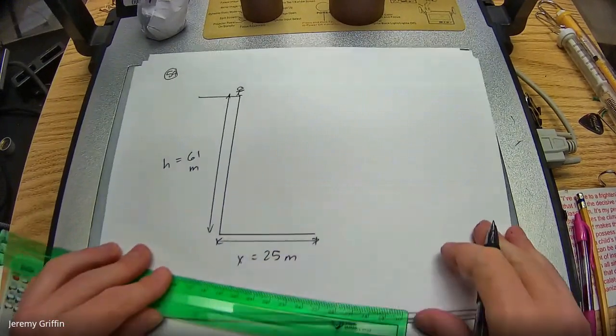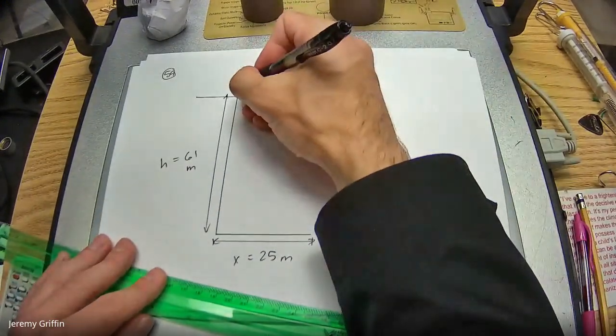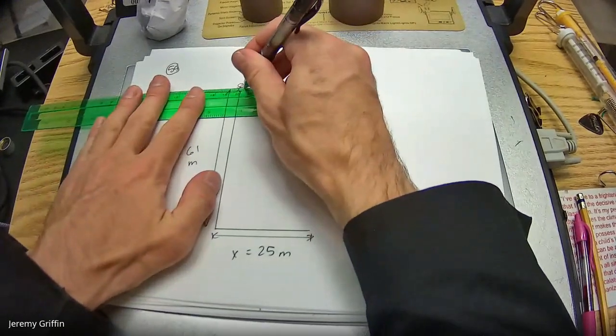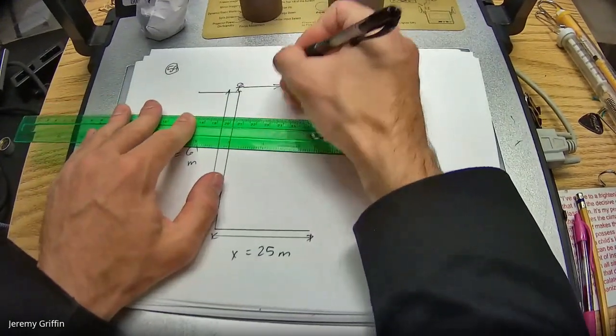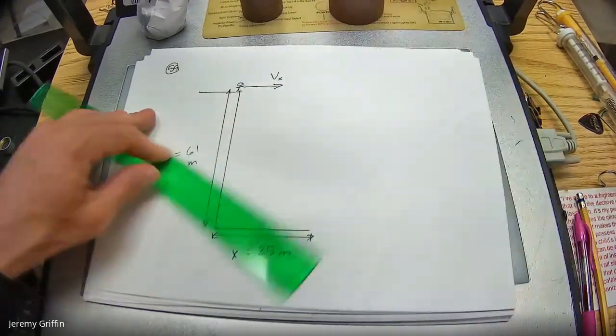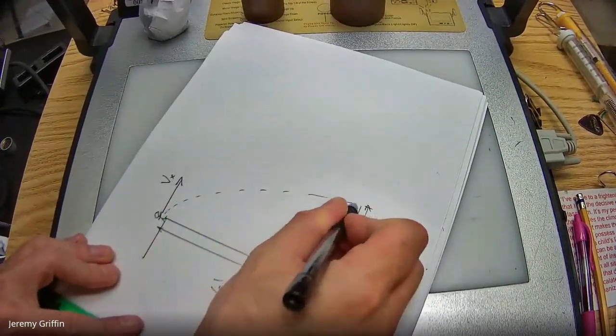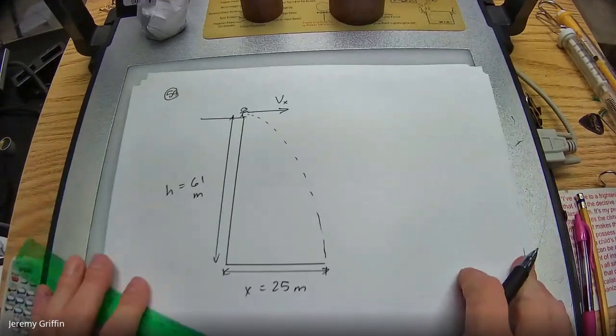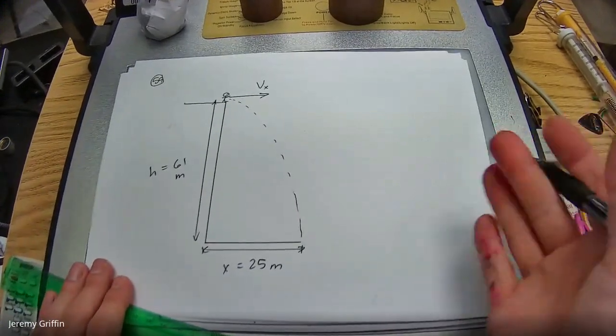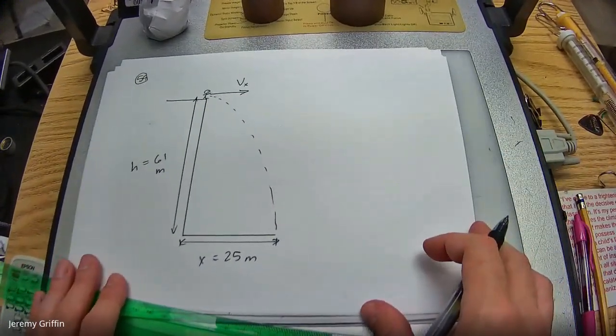Right. And you want to clear that. So you have to be running fast enough. I'll say v sub x. Let's see, we just barely missed the rocks. You just barely missed the rocks. It might look like that. Okay. So how fast do you have to be running for that to happen?